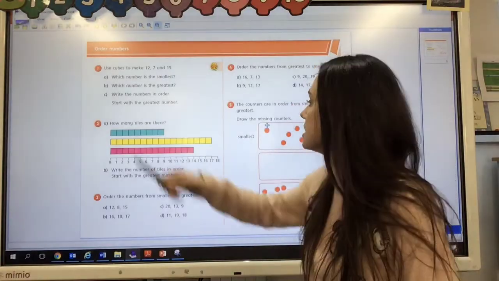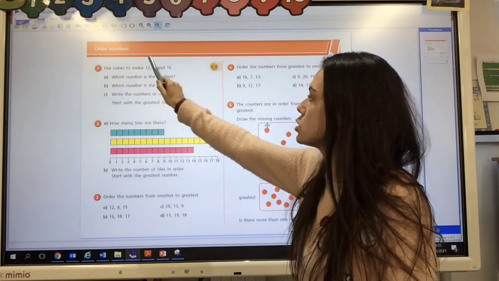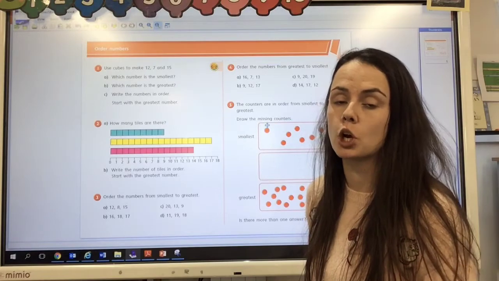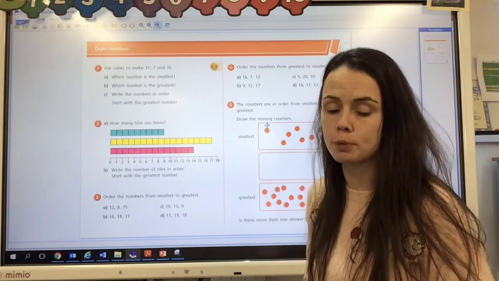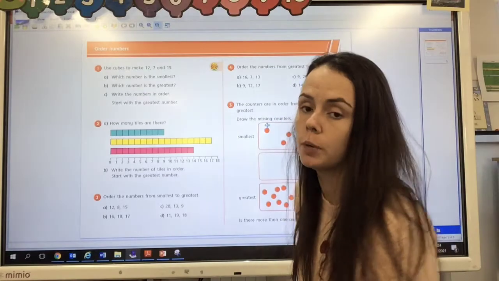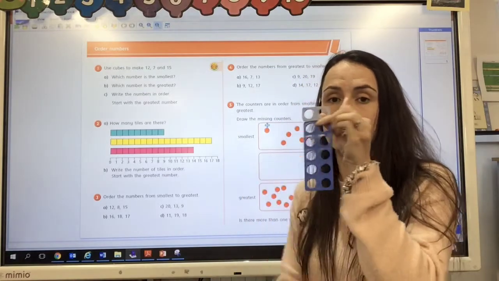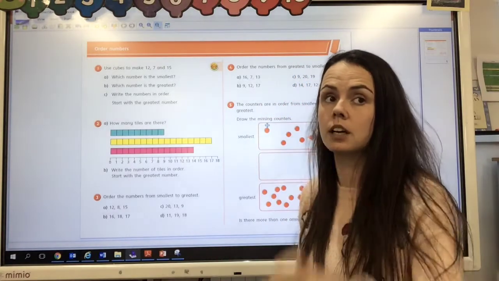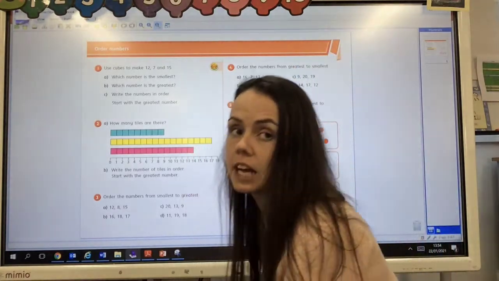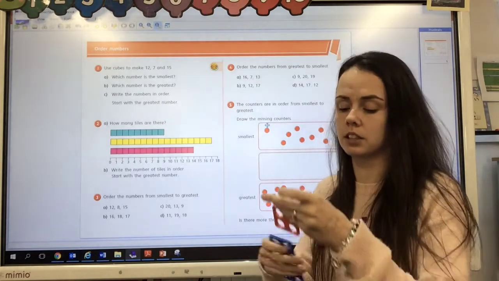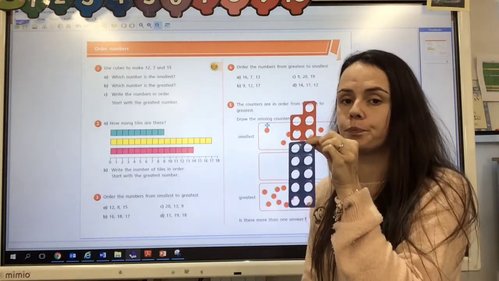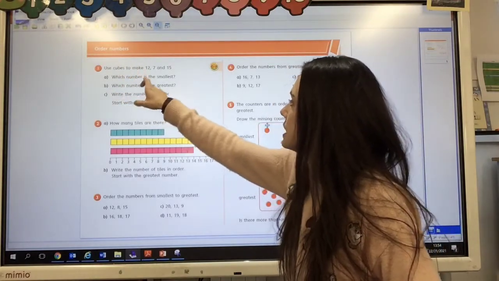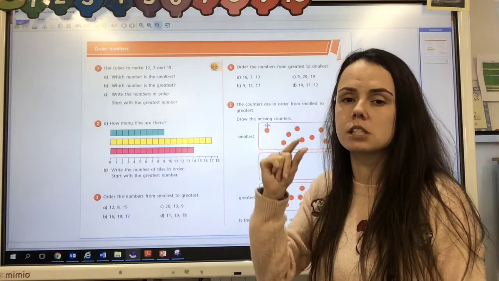Okay, let's have a look at today's worksheet. So we're going to start up here and it says use cubes to make 12, 7 and 15. Now, I don't have that many cubes at home, so instead what I've got is my pneumacon. So I've made a 12 piece of pneumacon. I've got my 10 and my 2, 12. I've got my 7 piece. And my last piece is a 15. My 15 piece here. Now, what it's asking us to do is, which number is the smallest?